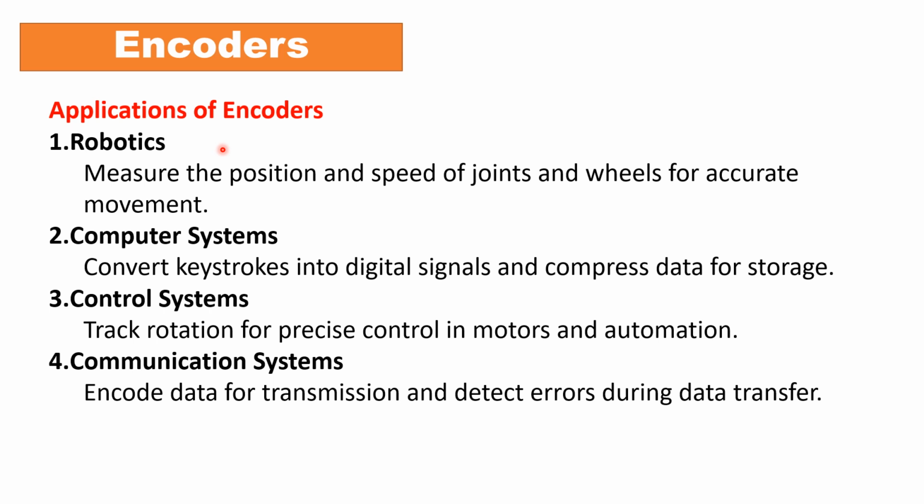Encoders are widely used in robotics for position sensing, motor control, and speed monitoring. They help measure the precise position and speed of the robot's joints or wheels.